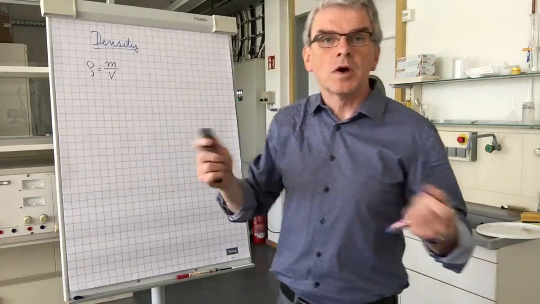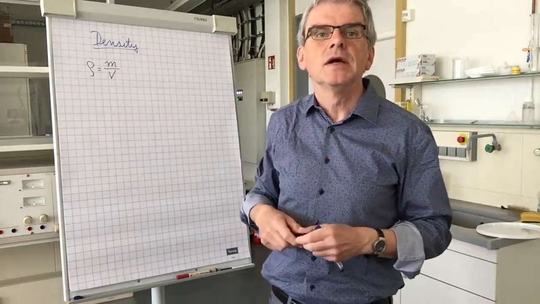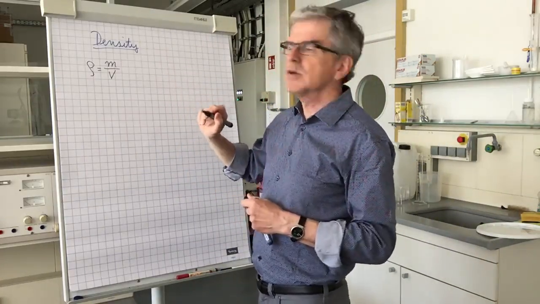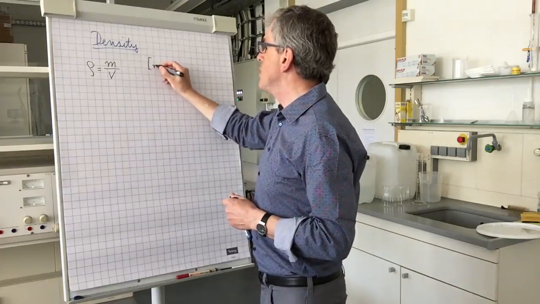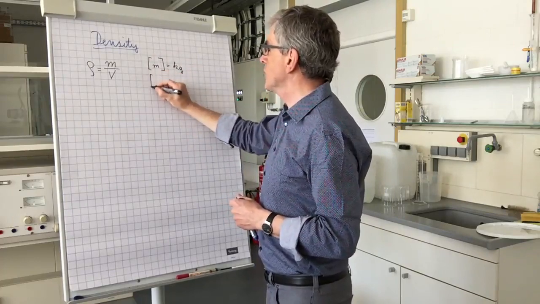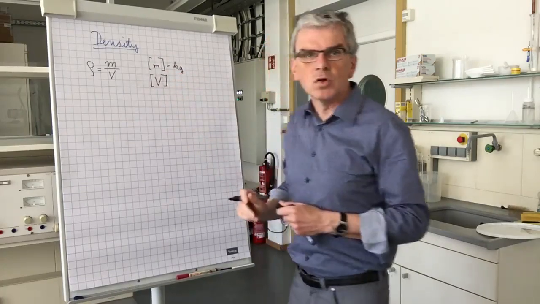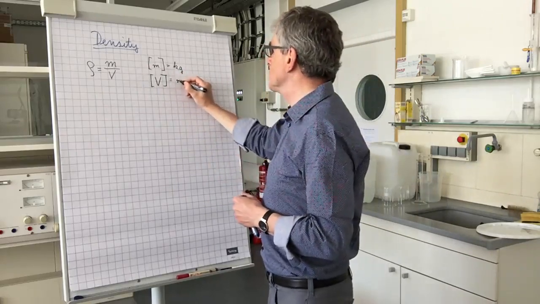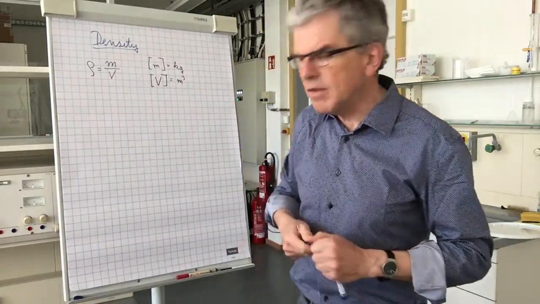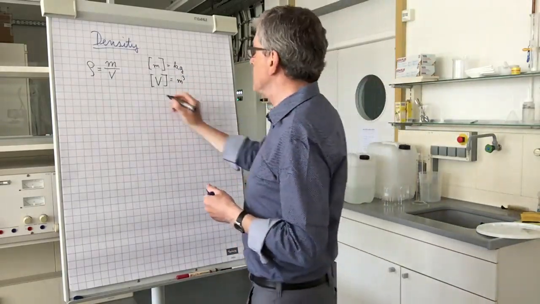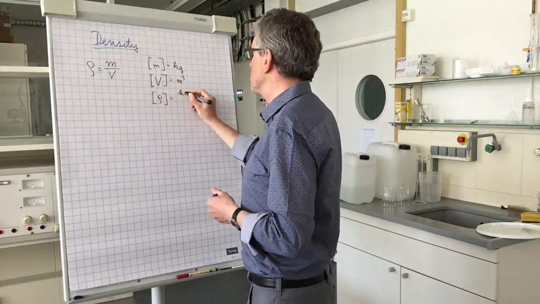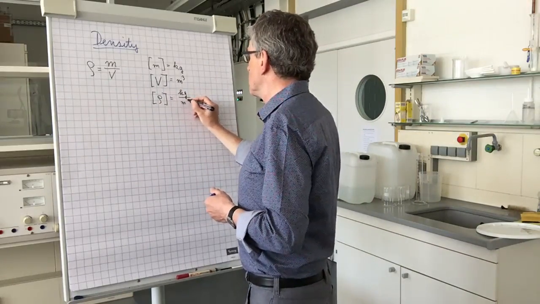Now, since we want to express everything in SI units, we have to think about how to express the density in SI units. We express the mass in kilograms. We express the volume in cubic meters, because meter is the SI unit for the length. And therefore, the density has the units of kilograms per cubic meter.